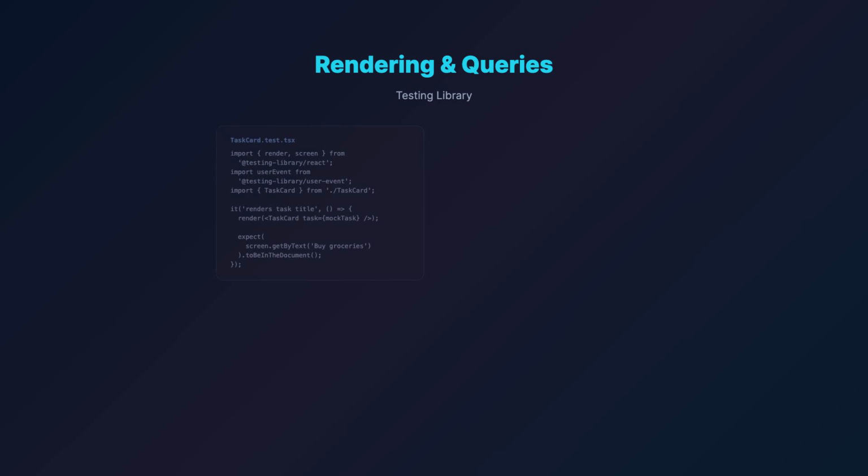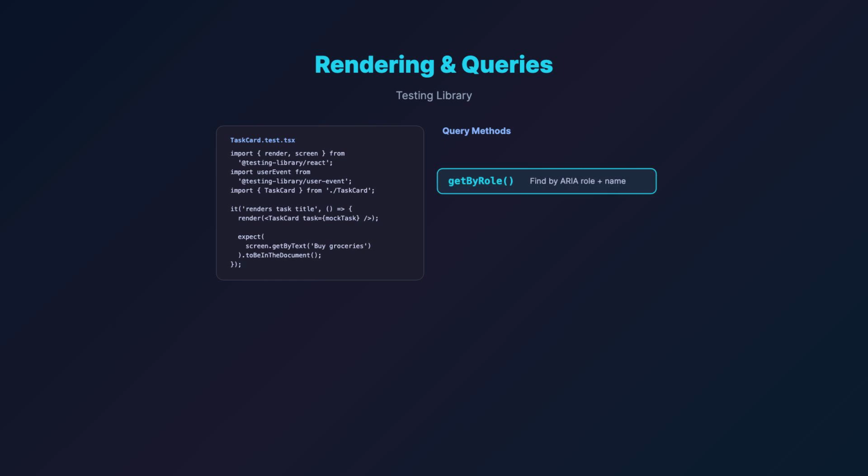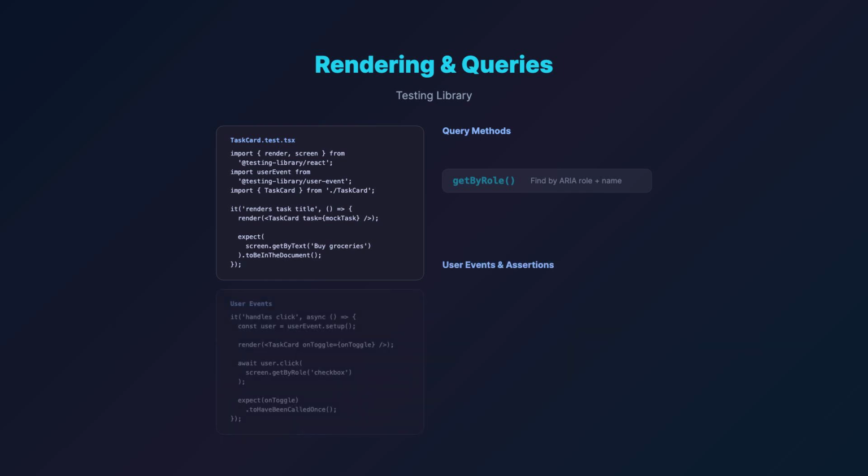Testing pure functions is straightforward, but components render UI. Testing Library lets you render components and interact with them like a user would. Install @testing-library/react and @testing-library/jest-dom. For Svelte, use @testing-library/svelte instead. The API is almost identical across frameworks.